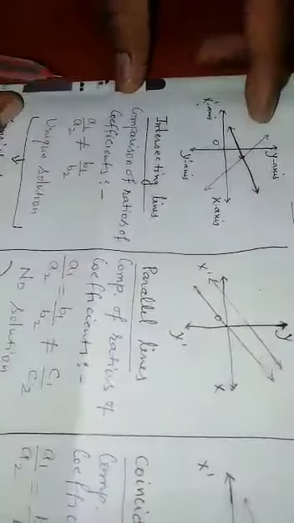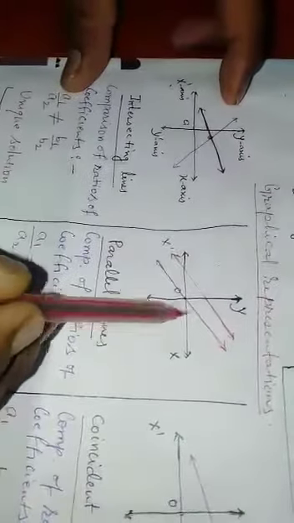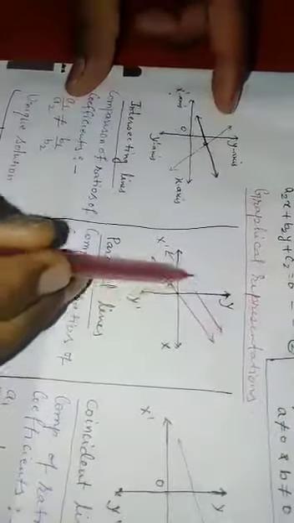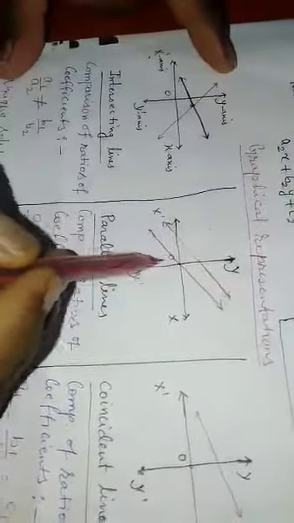If two lines are parallel, they will not intersect each other anywhere. It means there will be no solution. For a solution, two lines must intersect each other. But in this case, you can see that the two lines are not touching each other. So these are parallel lines.